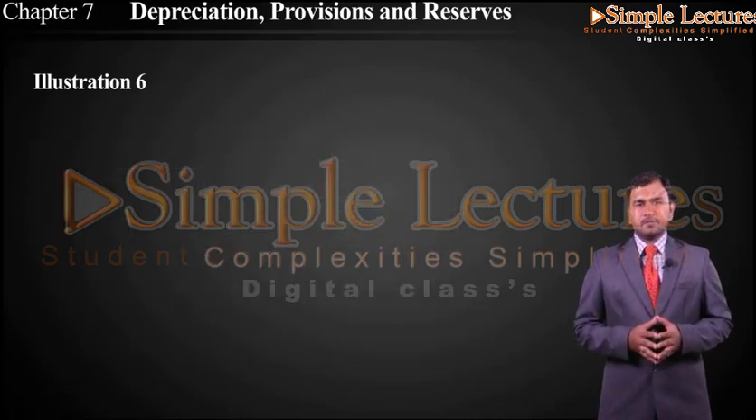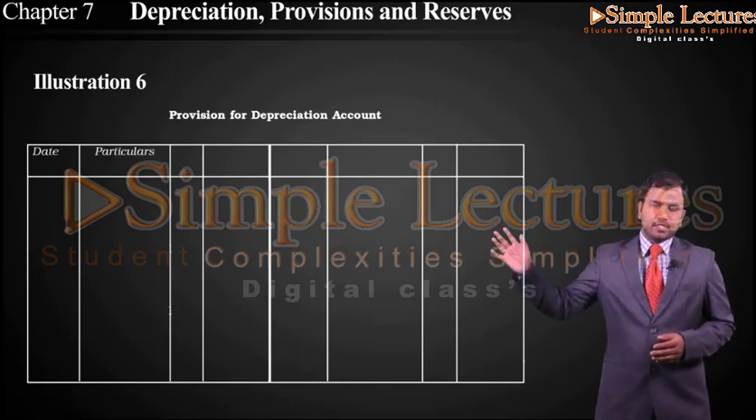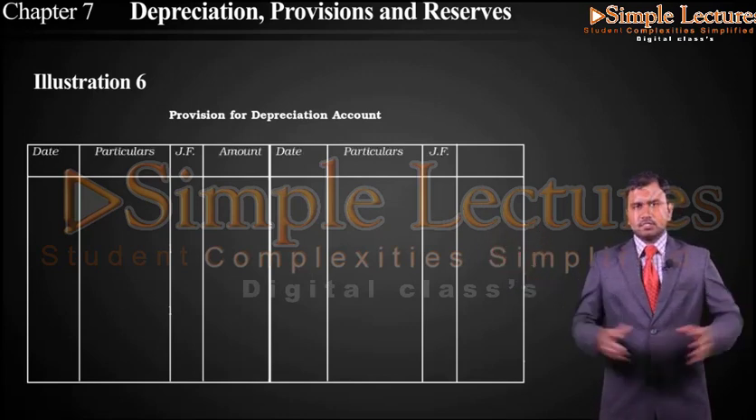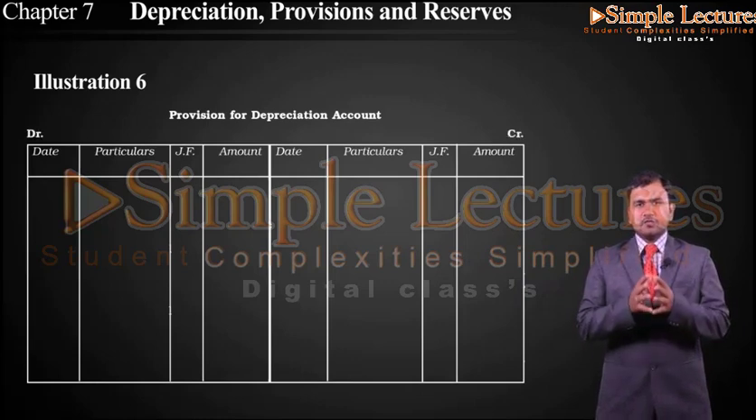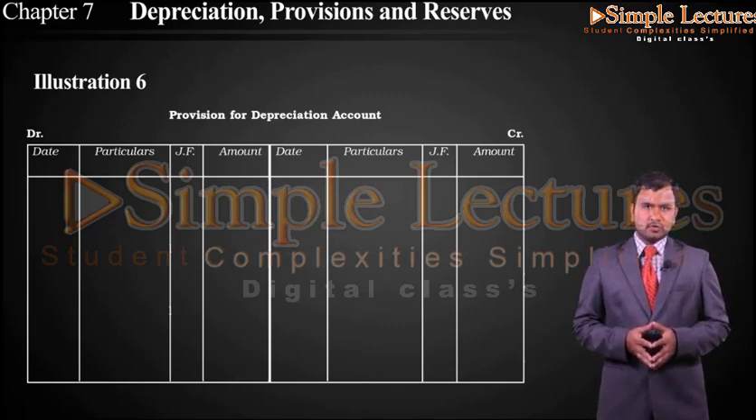Now let us prepare provision for depreciation account where the format remains the same. Date, particulars, journal folio, amount, date, particulars, journal folio, amount. So here whatever depreciation we have charged, that will be considered in the credit side, and if the depreciation was charged on the disposed asset, that will be considered in the debit side.